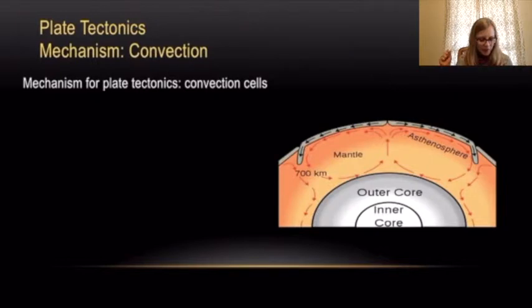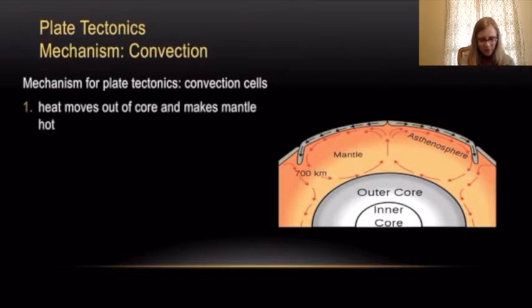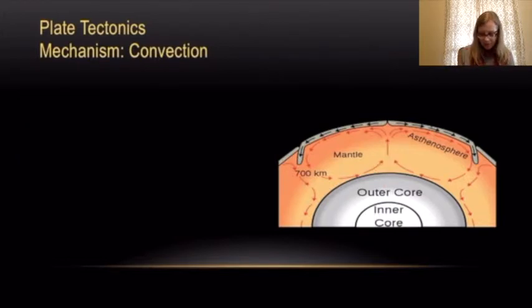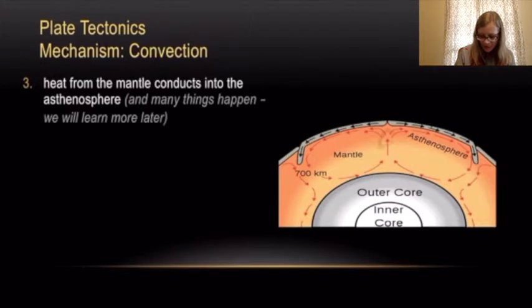So convection cells are driving plate tectonics. And so here's the walk through one more time, all right? Heat moves out of the core, and it makes the mantle hot. So we've got a mantle rock here. The mantle rock, because of heat, expands. It gets bigger. Because it expands, its density is going down, and it's going to rise up. So now our mantle rock is here.